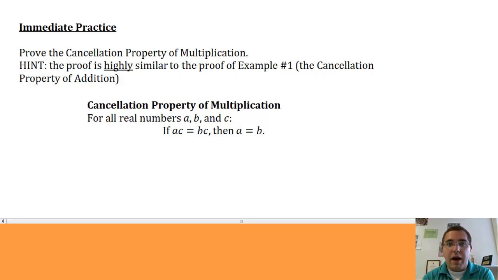In order to do that, we added a negative number to both sides. Well, in order to undo this multiplication, we're going to multiply both sides by the reciprocal of c, 1 over c. You know you can multiply both sides by the same number, so make it 1 over c, and then cancel. That is the end of sections 2.6 and 2.7.